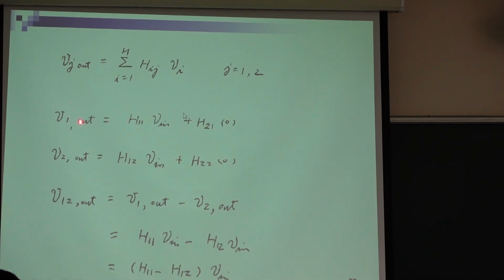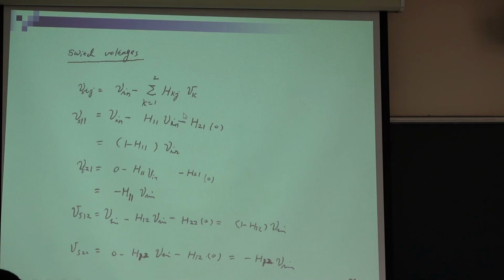How about V12, which is Vout? So we use this minus this. So H11 Vin minus H12 Vin. So we have the same Vin. So it is H11 minus H12, then multiplied by Vin. So we can step by step calculate the output voltage.